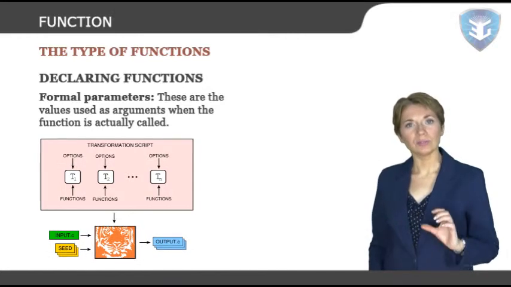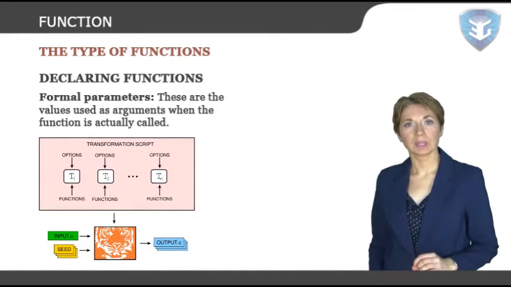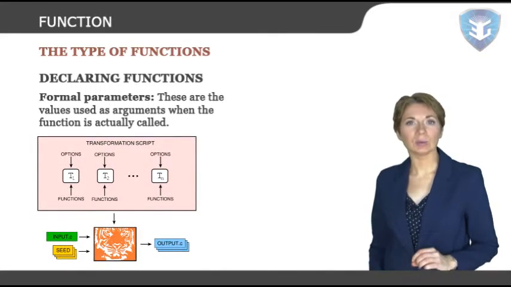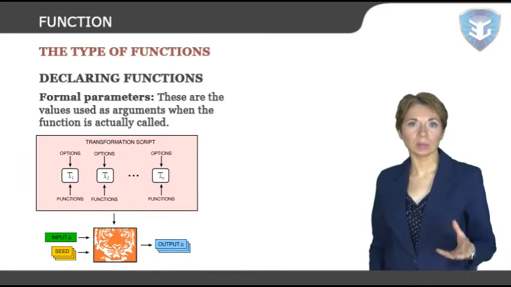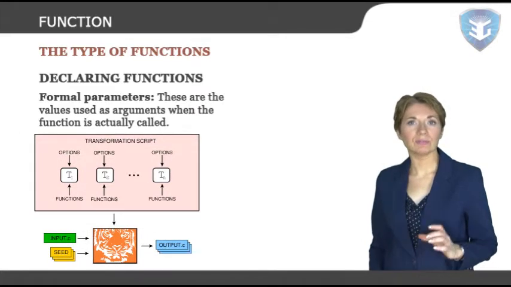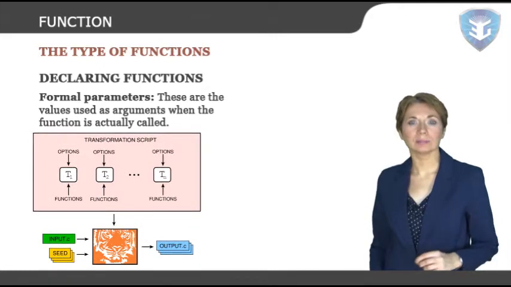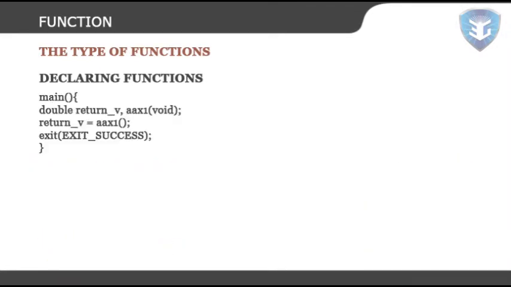Formal parameters. These are the values used as arguments when the function is actually called. In other words, the values that the formal parameters will have on entry to the function. The terms parameter and argument do tend to get used as if they were interchangeable, so do not read too much into it if we see one or the other in the text. For example, you might be intending to use a function in a private library called, say, AAX1. Now look at the screen to see how it should be used.